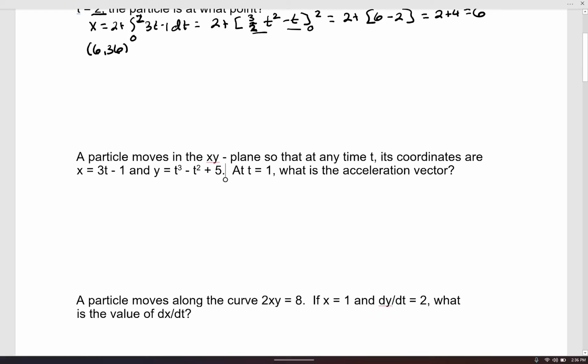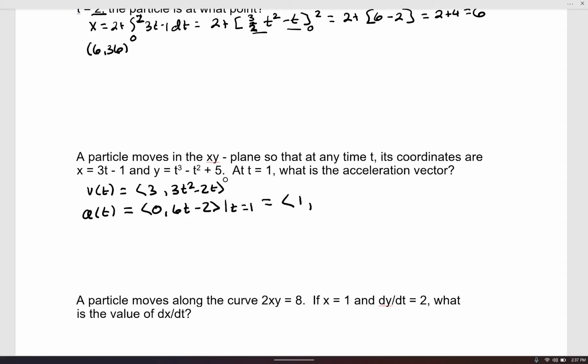At t equals 1, what is the acceleration vector? Well, the velocity vector is 3 comma 3t squared minus 2t. And the acceleration vector is 0 comma 6t minus 2. We're evaluating that when t is equal to 1. So 1 comma 6 minus 2 is 4. Oh, no, excuse me. 0, 4, not 1, 4.